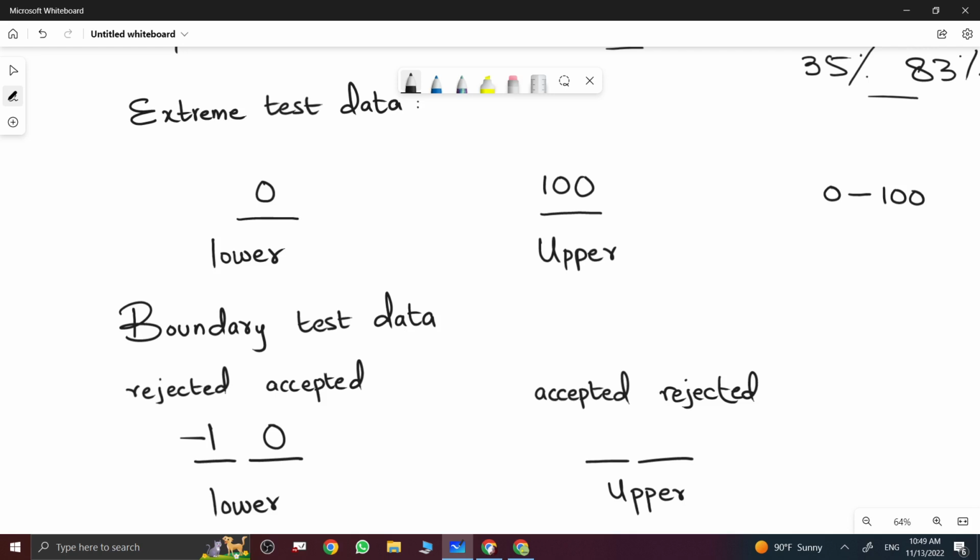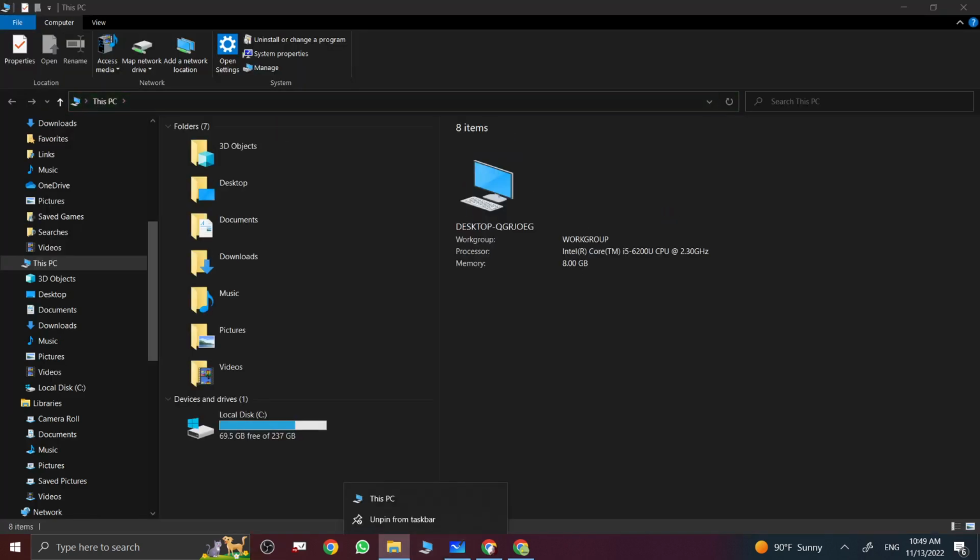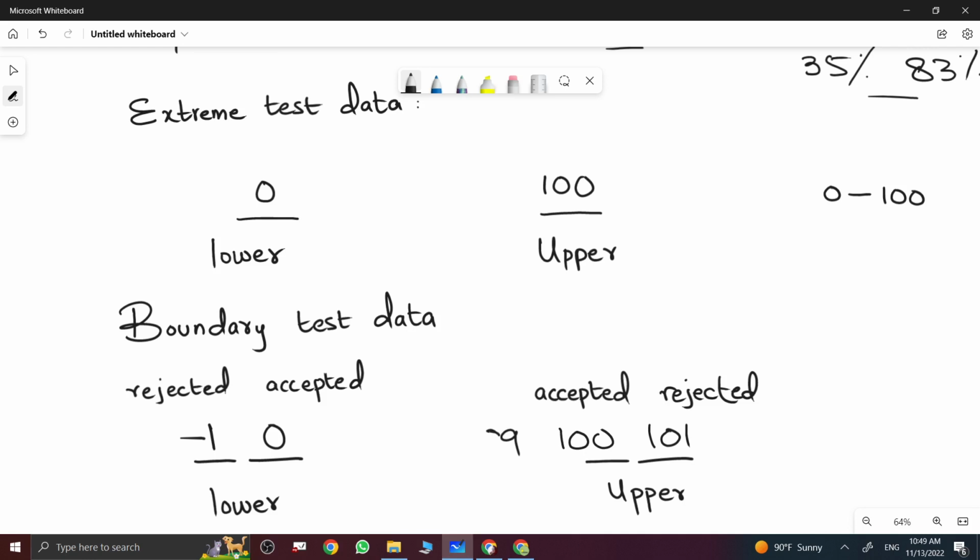That will be -1. Now for the upper limit, I know 100 is the upper limit that will be accepted by the system. Just after 100, the immediate value that will be rejected is 101. I'm not going to take 99. Why? Because 99 is a value that will be accepted by your system. This is within the range and this is also a whole number. So remember that. You need to take the immediate value with the upper and the lower limit that will be rejected by the system. These are your boundary test data, the two pairs: 0 and -1, 100 and 101.